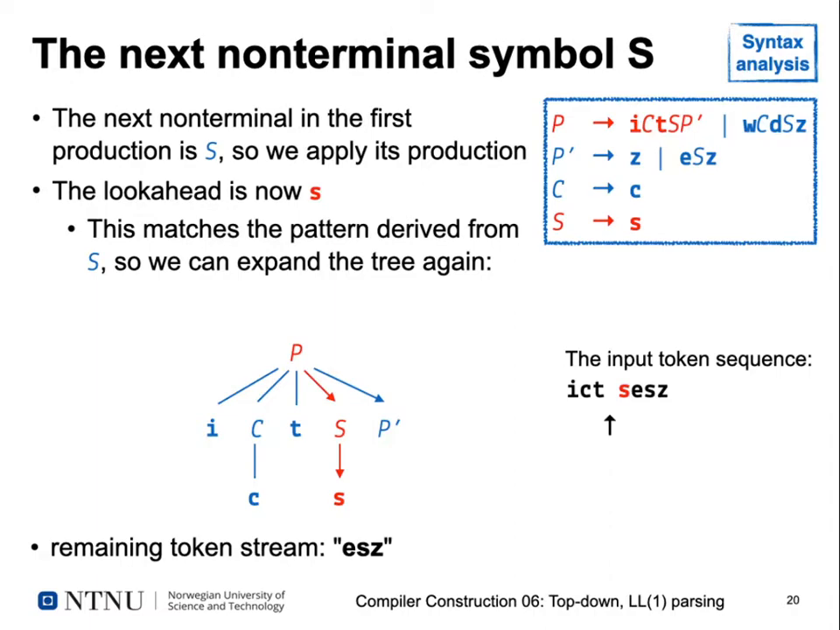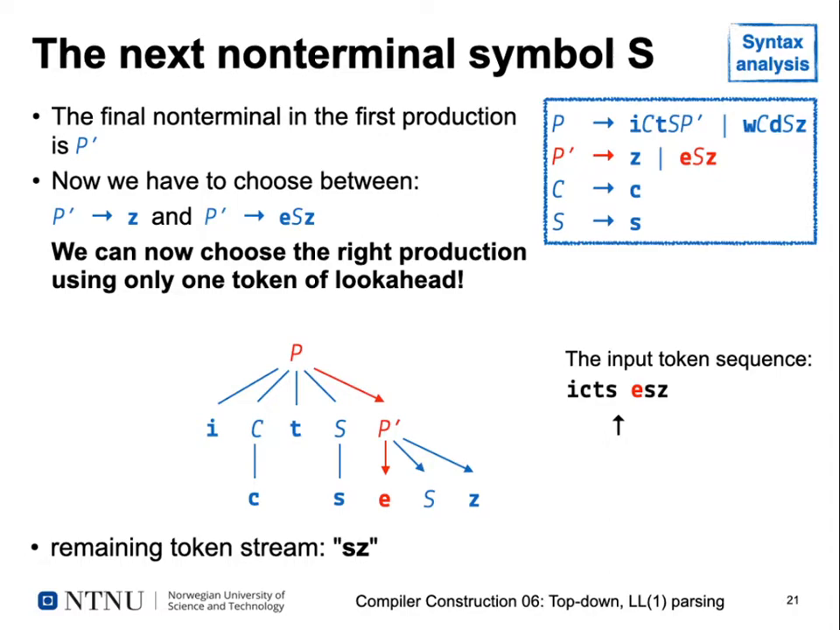The next non-terminal in our production is the S. So we know again, if we have a non-terminal symbol, we need to expand this further. So we need to check what we can expand an S to. From S we can only derive a terminal symbol, lowercase s. So let's expand the tree again. By coincidence it matches, we have an S here. So we have expanded our tree, and we can remove this S from the input token sequence. We're left with ESZ. All right, and the next step.